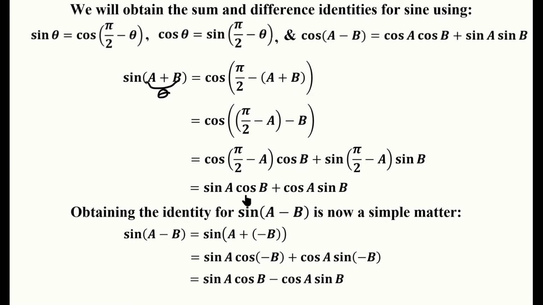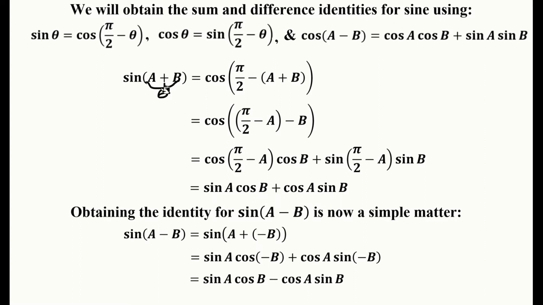And we have cosine b just carrying, and we know that sine of pi over 2 minus a, just like right here, this co-function identity, is going to just be cosine of a. So we replace sine of pi over 2 minus a with cosine a, and sine of b will carry. And there we have the identity for sine of a plus b. So it's going to be sine a cosine b plus cosine a sine b.